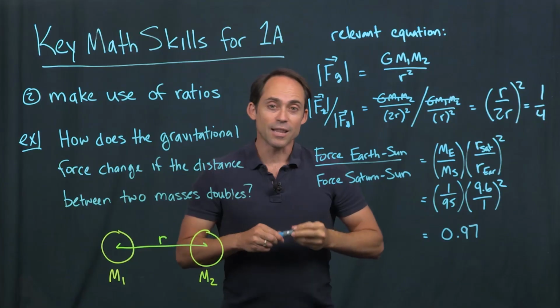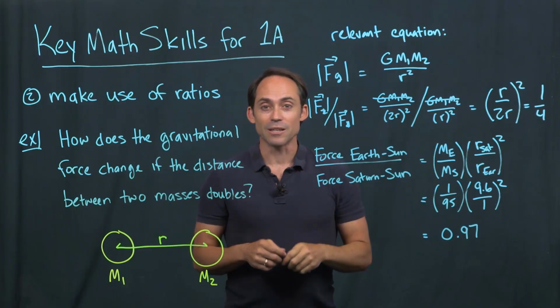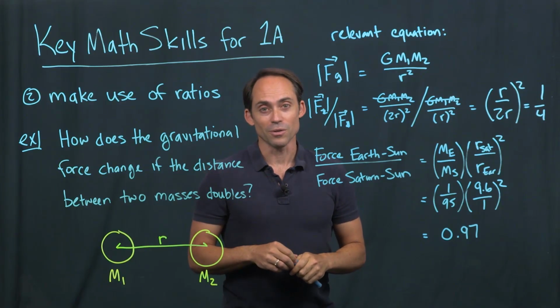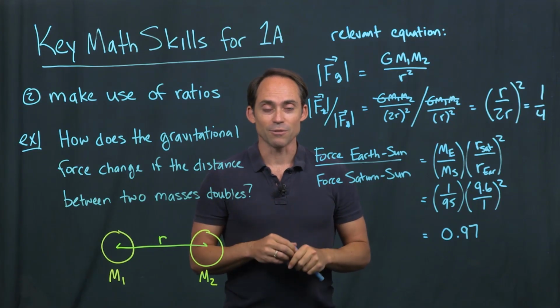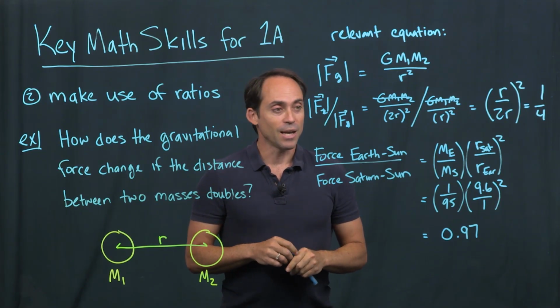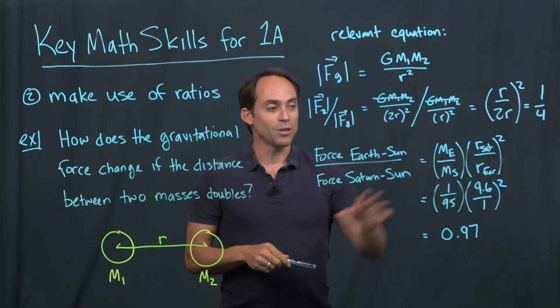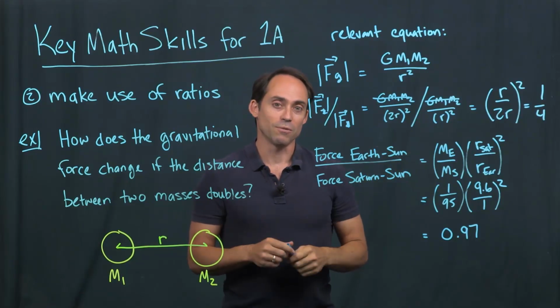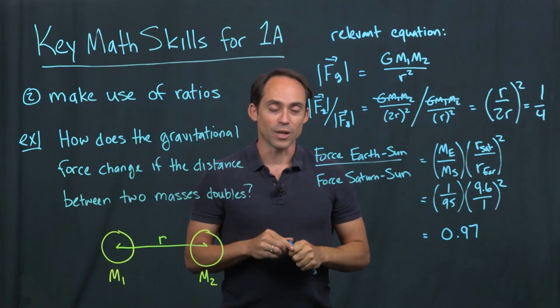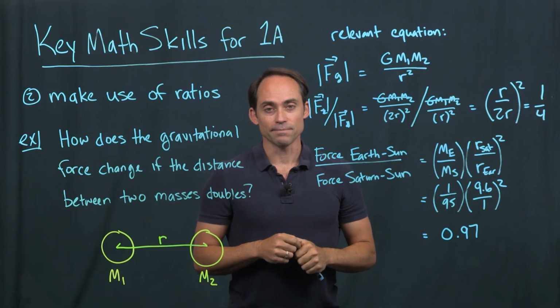So what we've learned is that the force between Saturn and the Sun is almost identical to the force between Earth and the Sun. And that's because we're balancing out the different masses and radii. Again, we could have calculated those numbers explicitly, but you can see it's very quick if we make use of this ratio format in order to look at comparisons between different quantities.